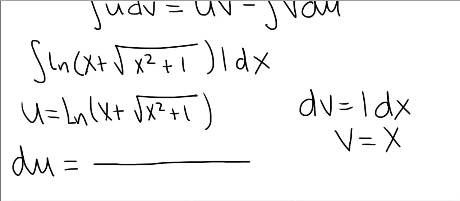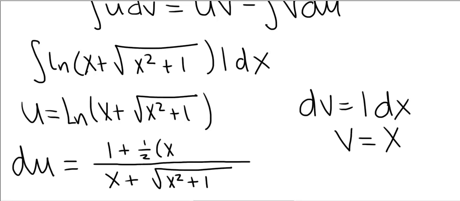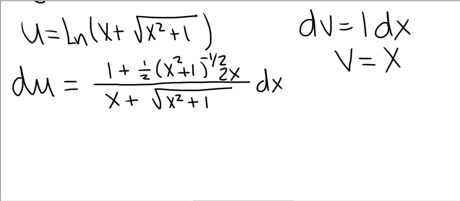So differentiating natural log of x plus square root of x squared plus 1, we get x plus square root of x squared plus 1 in the denominator, and 1 plus 1/2 times x squared plus 1 to the minus 1/2 times 2x dx in the numerator. Clearly we have to simplify du before moving forward.